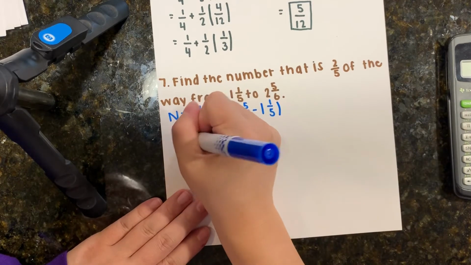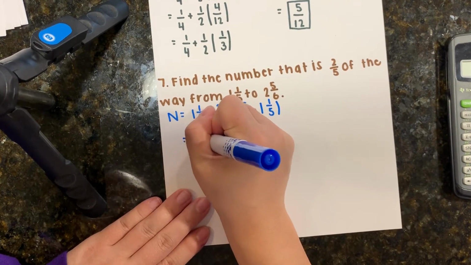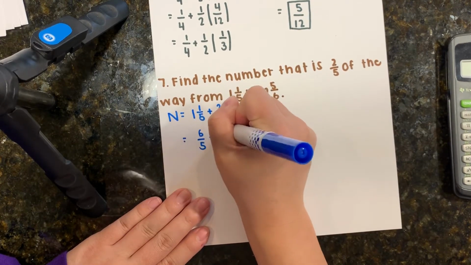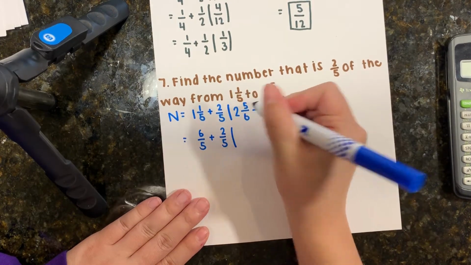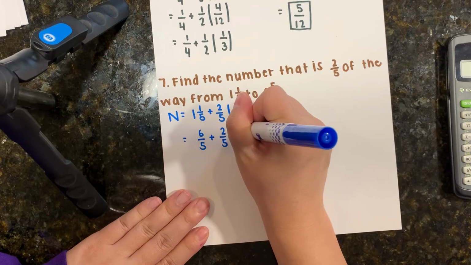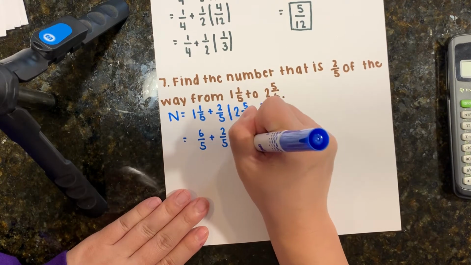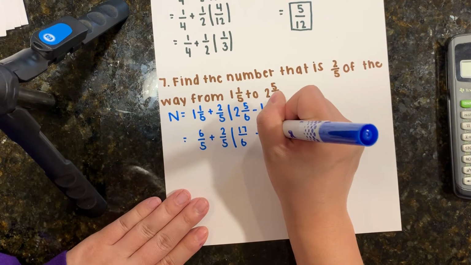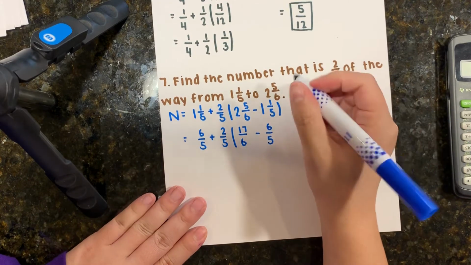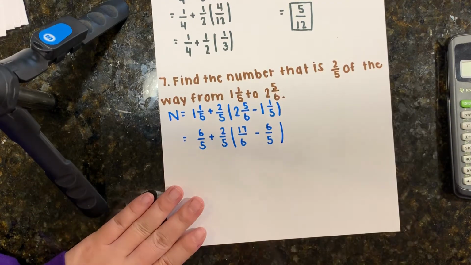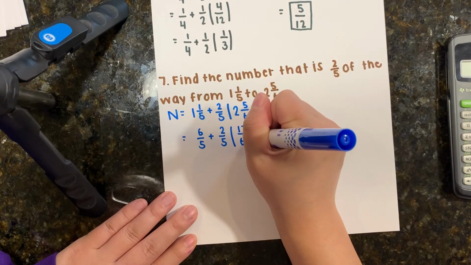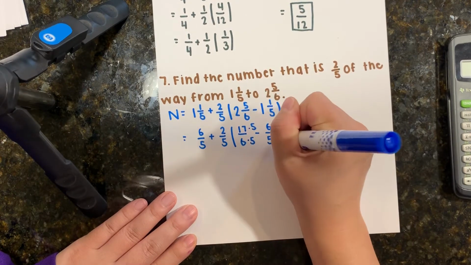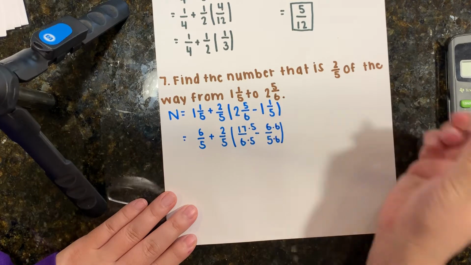So this would become 6/5 plus 2/5. This is 12 plus 5, which would be 17/6 minus 6/5. Now we're going to make a common denominator. That common denominator is going to be 30. So I'm going to multiply this by 5 and this by 6.